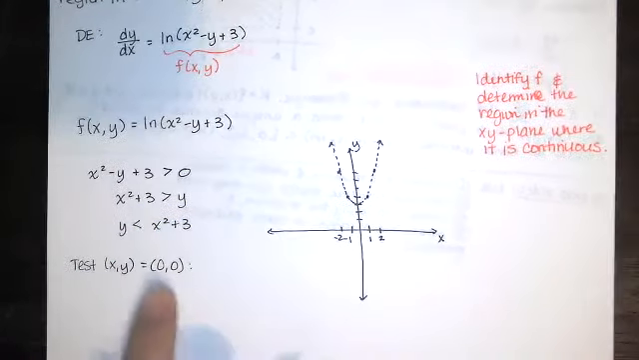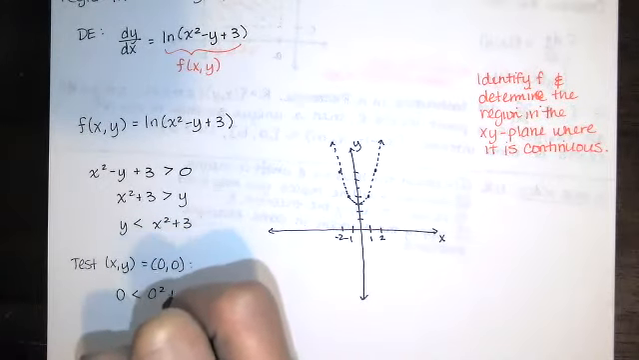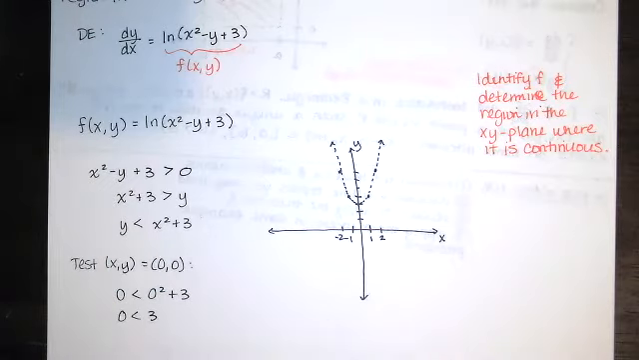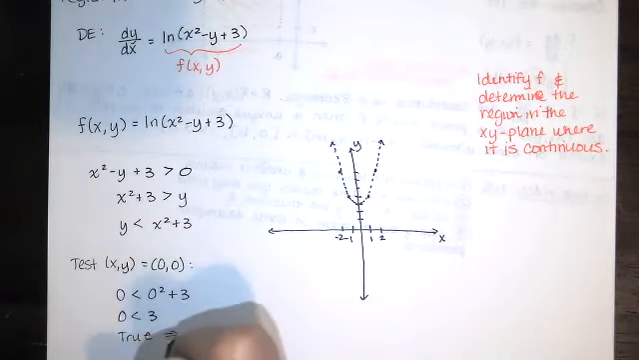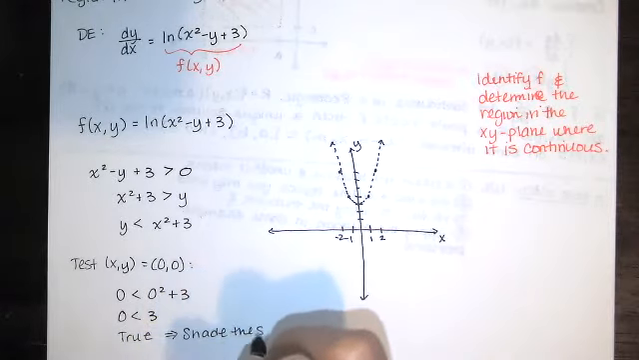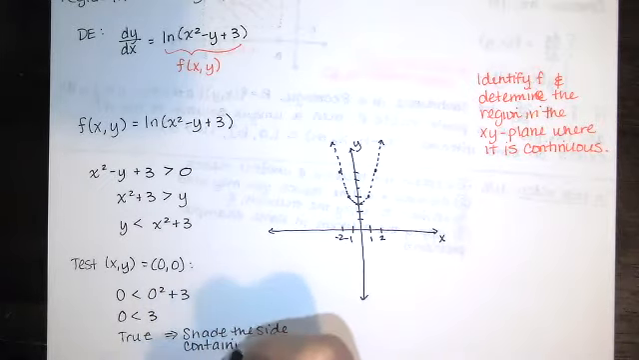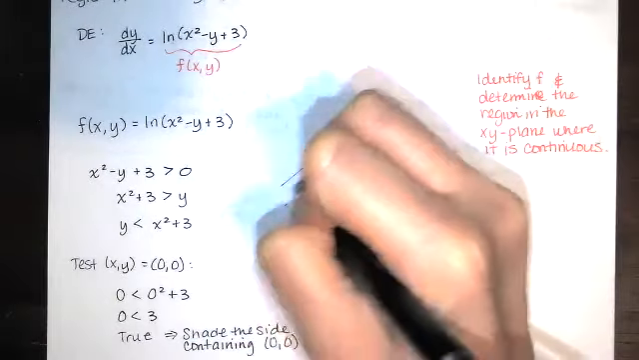So to test it, we just substitute 0, 0 into this inequality. And you don't always get a true statement. You substitute, you simplify, and then you look at it and you say to yourself, is that true? Is 0 less than 3? So that's true. So that implies that we should shade the side that contains our test point. So that's all of this over here.